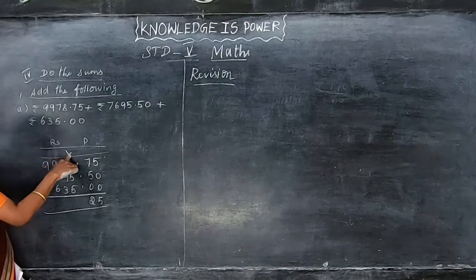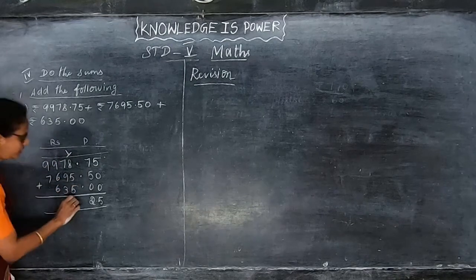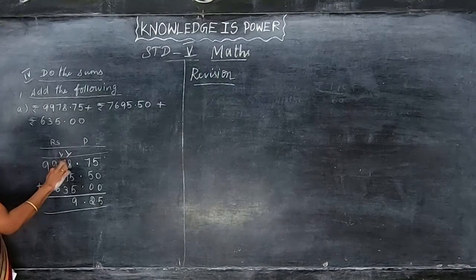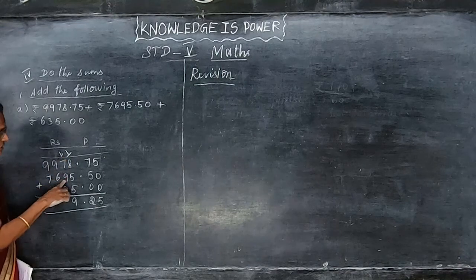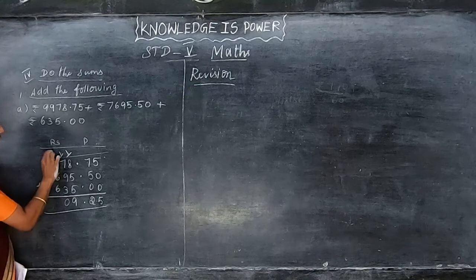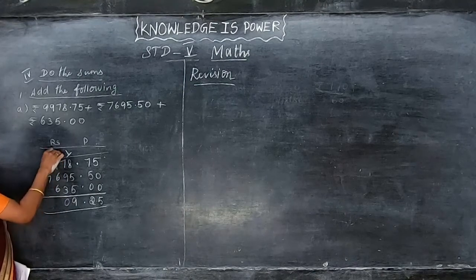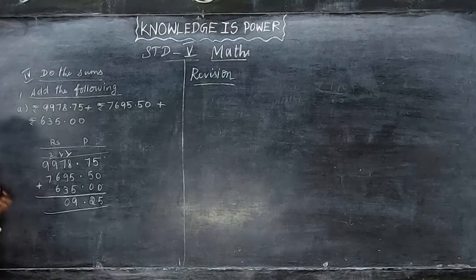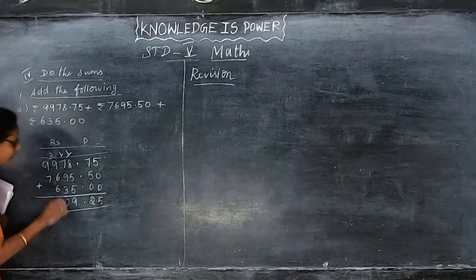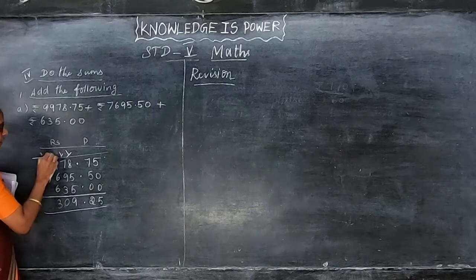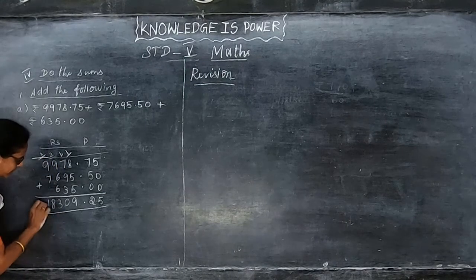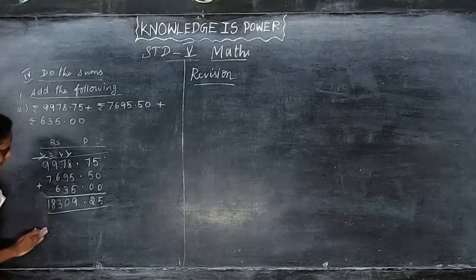1 plus 8, 9. 9 plus 5 is 14. 14 plus 5 is 19. Carry over 1. 1 plus 7 is 8. 8 plus 8, 16. 17 plus 3 is 20. Then 9 plus 2, 11. 11 plus 6 is 17. 17 plus 6 is 23. Then 2. 9 plus 2 is 11. 11 plus 7 is 18. So this is the answer.